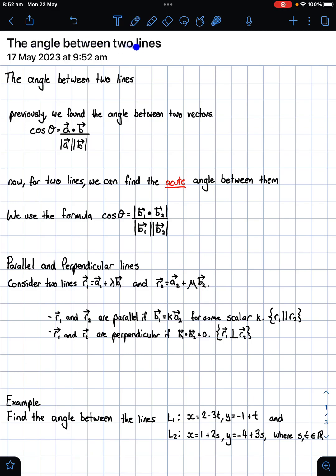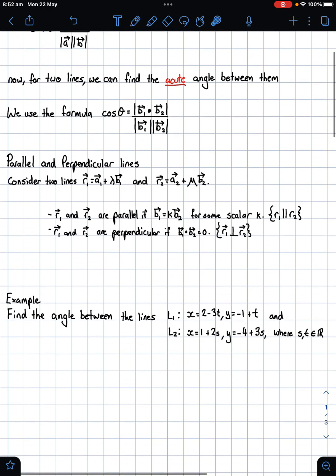So the angle between two lines. Previously we've done the angle between two vectors, and we've had this formula here: cosine theta equals the dot product of the vectors A and B divided by the length of A and B, where A and B are two vectors. Now for two lines, we're going to find the acute angle between them. So we use the formula cosine theta equals B1 dot B2 over the length of B1 and B2.